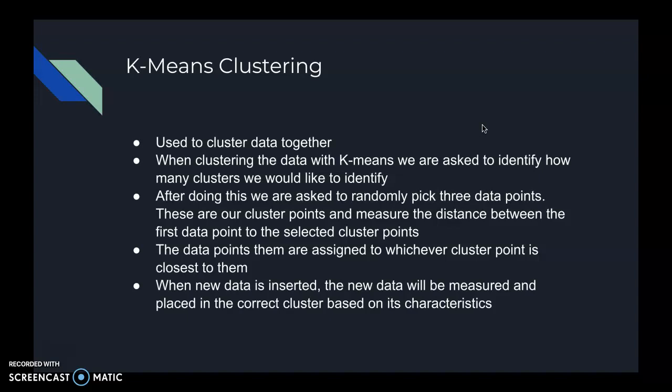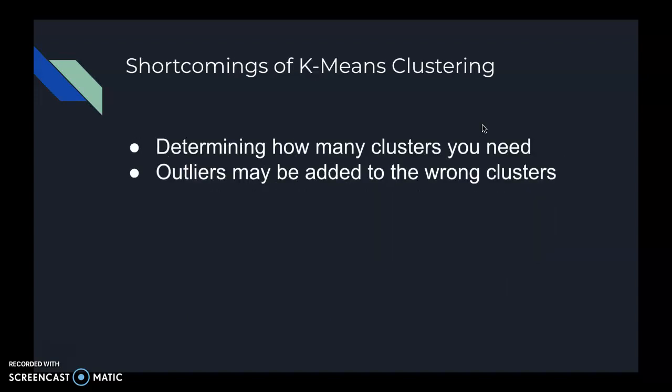And when new data is inserted, the new data will be measured and placed in the correct cluster based on its characteristics. So the 2 biggest shortcomings of k-means clustering are determining how many clusters you need, due to this being us figuring out how many we need, so we're not particularly sure, and outliers may be added to the wrong clusters.